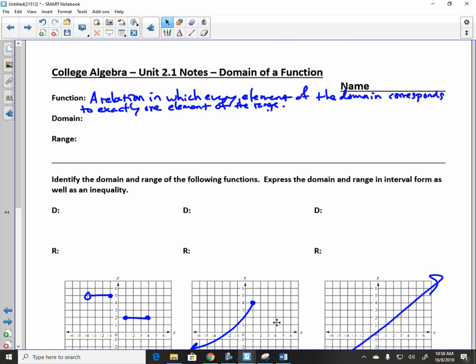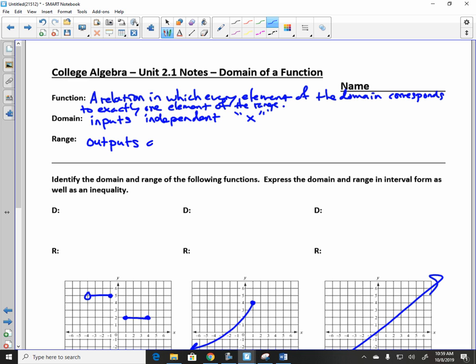So what do we think of domain? Generally, the domain is what we refer to as the inputs, or the independent variables. And often, those are the x values. So we choose to use x and y. It doesn't have to be that way, but many times it is. The range would be the outputs. They're the dependent variable. They depend on what x is. So if you plug in something for x, that will determine y.